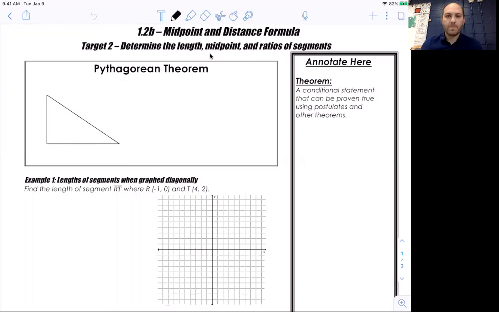Okay, before we work into that, let's review Pythagorean Theorem. Hopefully you saw this in middle school, but in case you didn't, this is what Pythagorean Theorem is about.